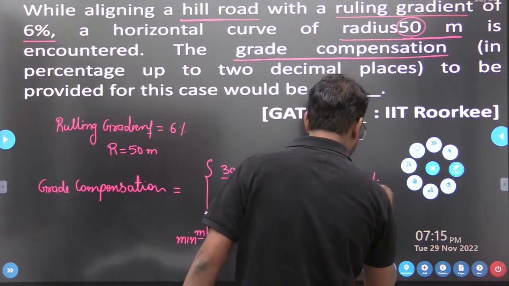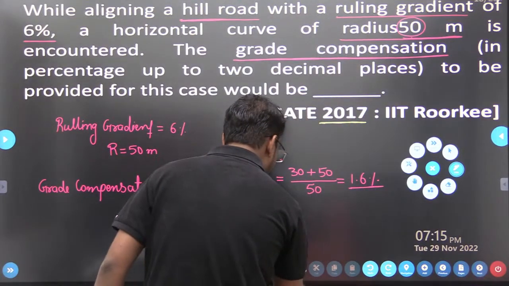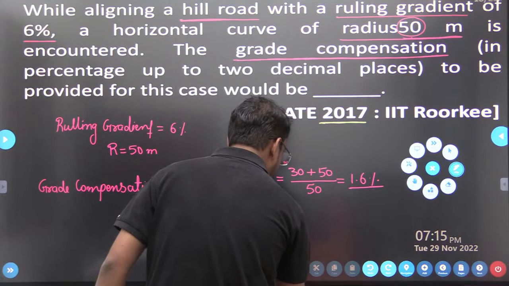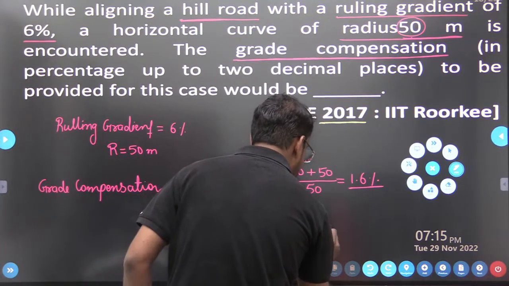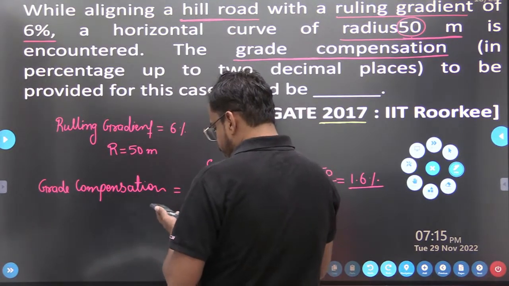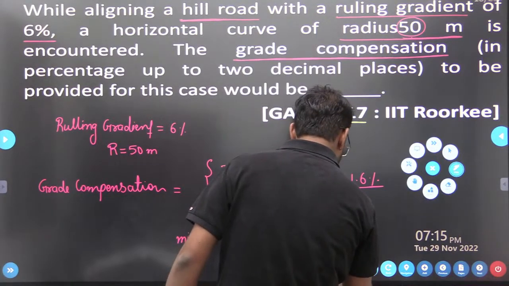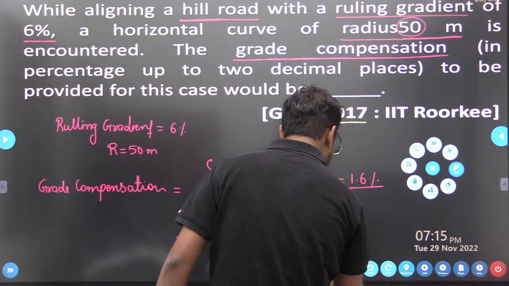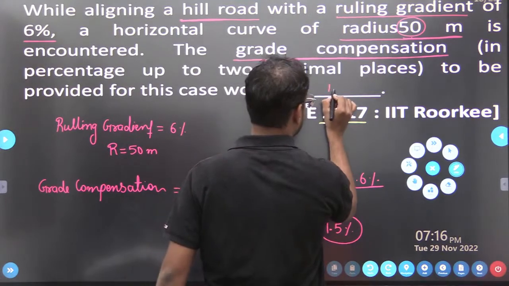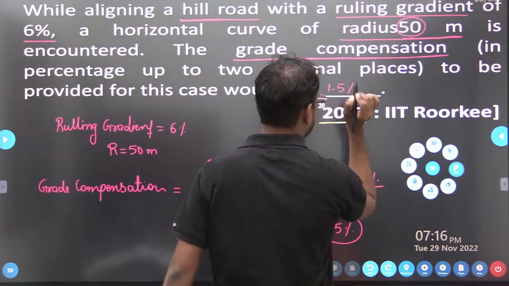If I talk about 75 upon R, the radius is also 50. Then 75 upon 50 is equal to 1.5%. So what is the value of grade compensation? Whichever is minimum, it is 1.5%. This is the correct answer.